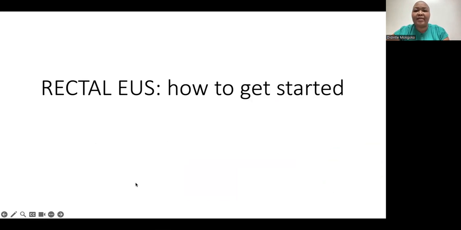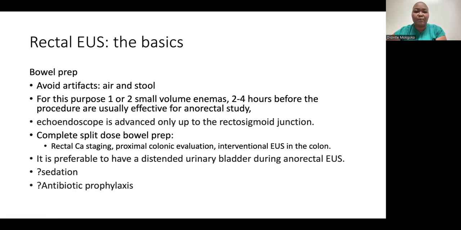So let's talk about rectal EUS, and I've excited you about what it is and what we can do with it. How do you actually get started, right? So let's talk bowel prep. You don't want to have any air or stool or anything that's going to interfere with your interface, your transducer and your ultrasound getting in and out of tissue. So you want to avoid air and stool.